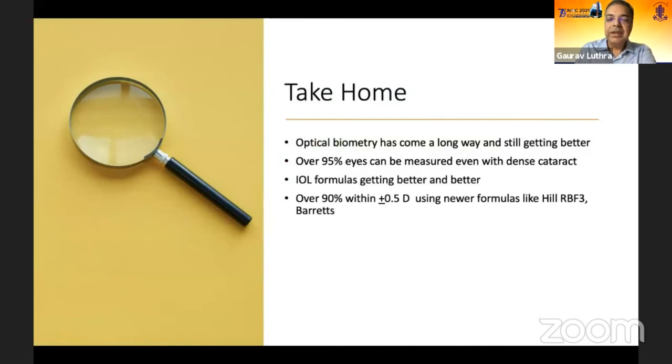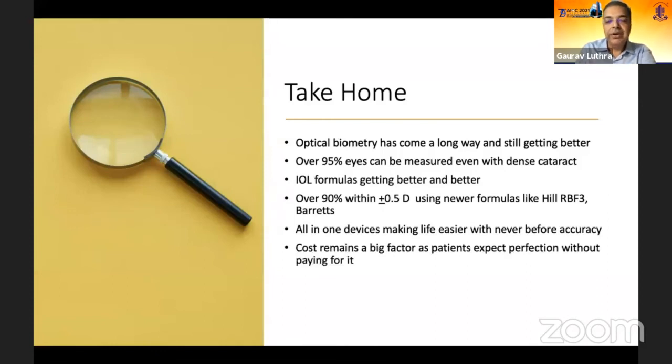Over 90% of outcomes are within plus minus 0.5 using newer formulas like the Hill RBF3 and the Barrett's. And all-in-one devices are making life much easier with never before accuracy. However, cost remains a big factor because all these machines are very expensive, and patients might expect great quality without actually having to pay for what they don't know goes behind it. I think ray tracing holds great promise. It'll overcome all the formulas as well once it comes of age.